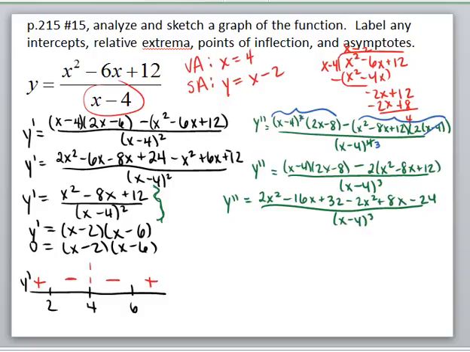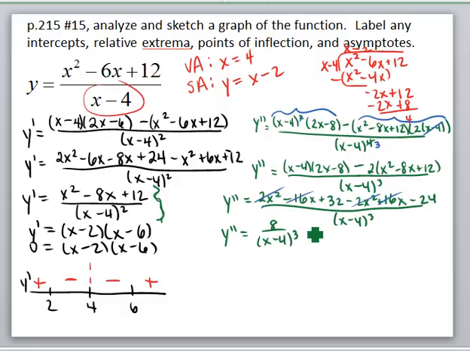What happens then is my x squareds cancel. I made a mistake right here. You guys weren't there to yell at me. This should have been a 16. I knew that these were supposed to cancel. These cancel now, and then I have 32 and negative 24, which gives me an 8. 8 over x minus 4 cubed.